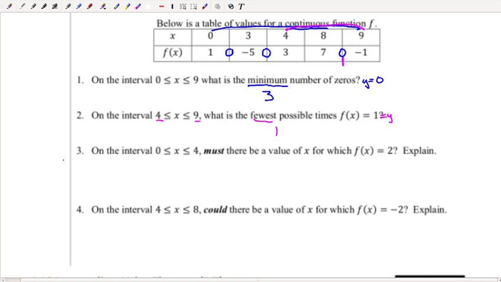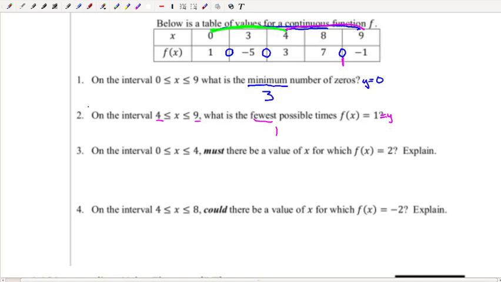Okay, so for this one, we're going on the interval from 0 to 4. So that puts us here, 0 all the way to 4. We only care about this section here. And it asks, must there be a value of x for which f of x equals 2?